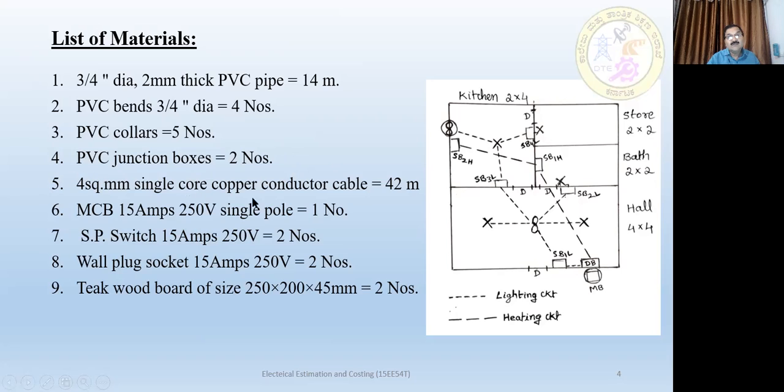Now cable. According to calculation, we get 4 square mm single core copper conductor cable, 42 meter. Now MCB, we can write 15 or 16 ampere. So MCB 16 amps, 250 volt, single pole. This is at the distribution board to control the heating circuit. Separate switch for heating circuit. Now SP switches 15 ampere.